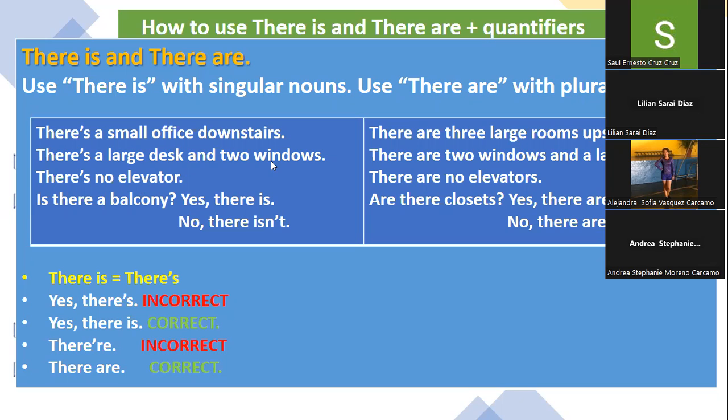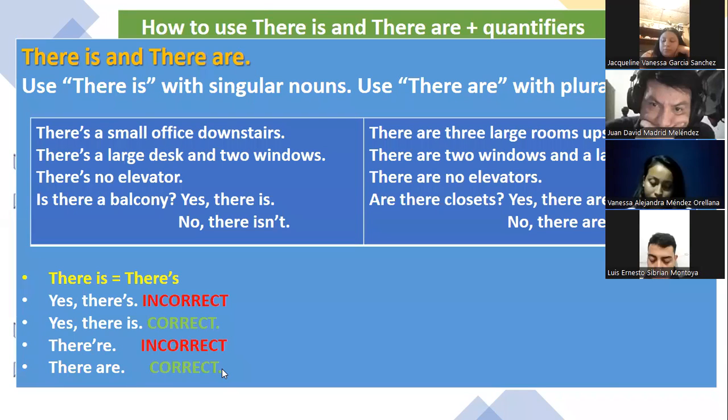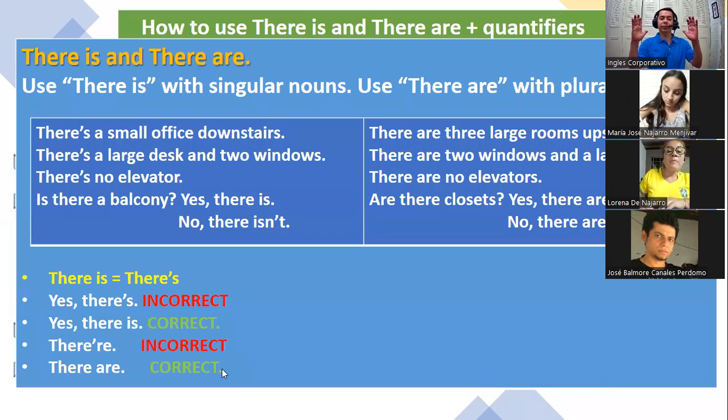And also, look at this, we can make questions. Is there a balcony? Yes, there is. Notice that instead of saying there is, I change the position of there is, like this: is there? And then we make the question, is there a balcony? Yes, there is. No, there isn't.